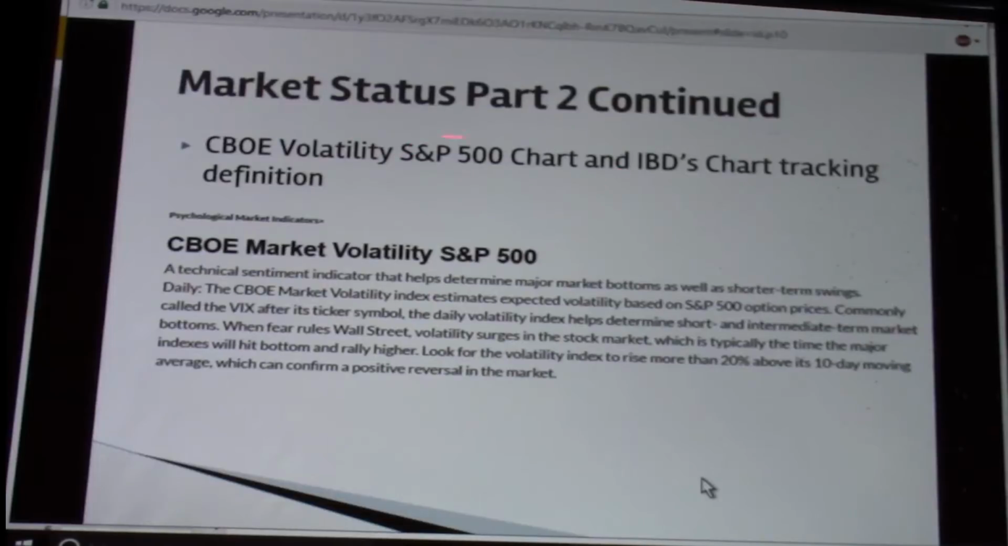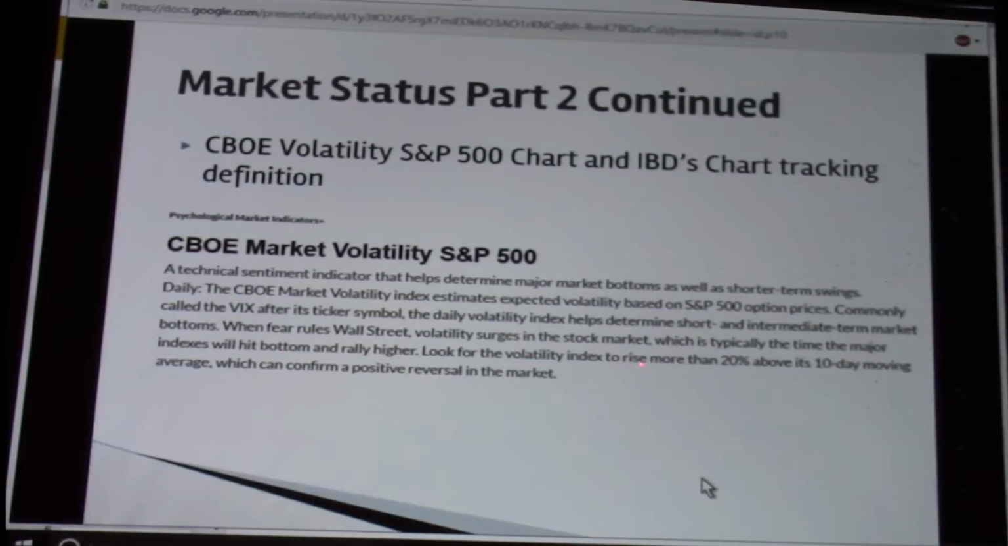So part 2 is the volatility index. It's a technical sentiment indicator that helps determine the major market bottoms as well as the short-term swings. It is the market volatility index estimated based on the S&P 500 option prices, commonly known as the VIX. So they're just using the S&P VIX on this. What they're basically doing is, when fear rules the day, it usually means you're near a bottom.